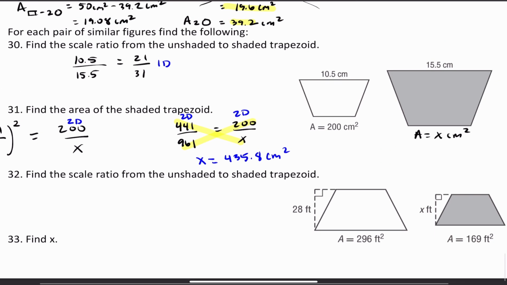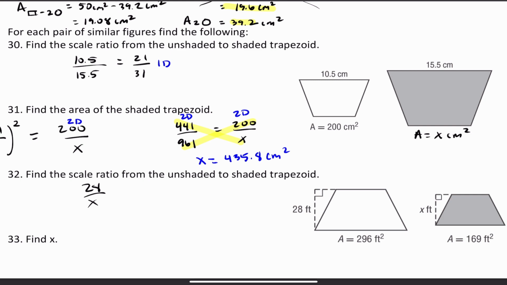All right, so now let's take a look at number 32. It says find the scale ratio from the unshaded to the shaded trapezoid. All right, so look at this. Actually, I'm just kidding. This is 28. That's how tall the trapezoid is. So that is a segment, and that's one-dimensional. Over here, this is x feet tall. That's also one-dimensional. So is the scale ratio 28 to x?